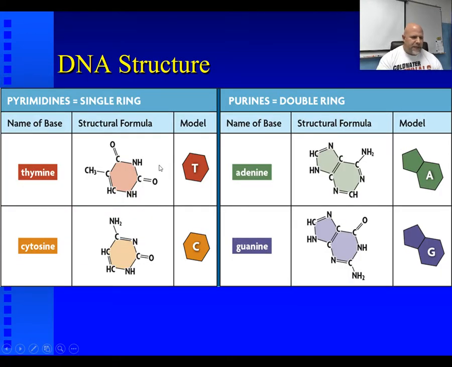And those nitrogen bases are either thymine and cytosine, which are pyrimidines, or adenine and guanine, which are the purines. The purines are a little bit bigger. The pyrimidines are a little bit smaller. I always remember which are which by two things.